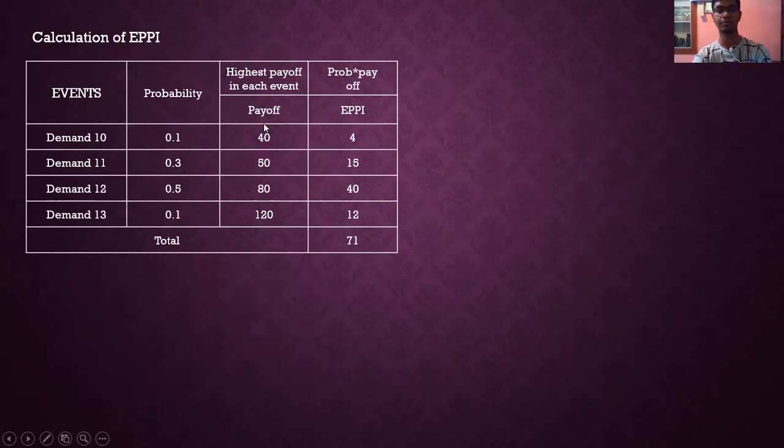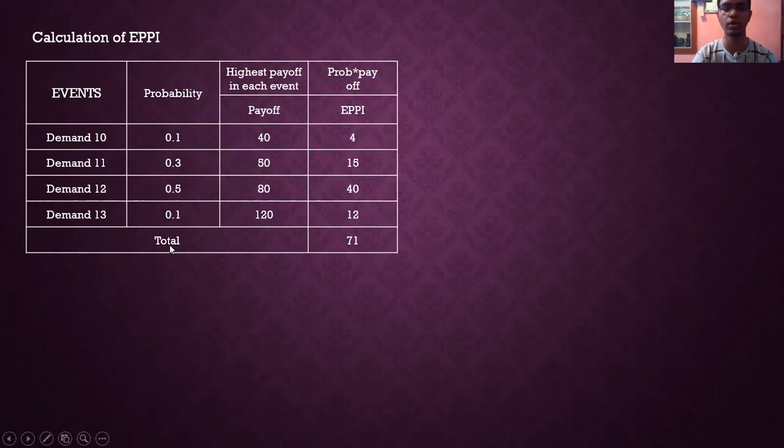After writing the payoff, we have to find the EPPI values. To find the EPPI values, the formula is probability into payoff. So we have to multiply these probability values and these payoff values. 0.1 into 40 will give us 4. Then 0.3 into 50 will give us 15. Then 0.5 into 80 will give us 40. Then 0.1 into 120 will give us 12.